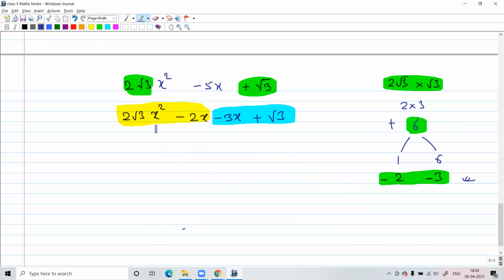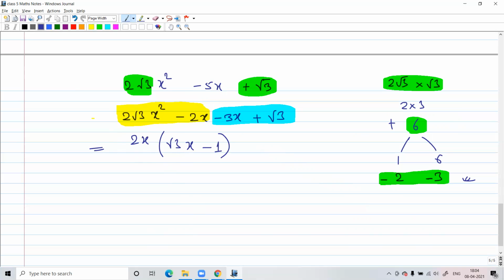So let's see. Tell me, what is common between the first two terms? Sir, in the first one it is 2x common, sir. Yes, 2x is common. So when I take the 2x common, what is remaining? Root 3x is remaining here and minus 1 is remaining here.